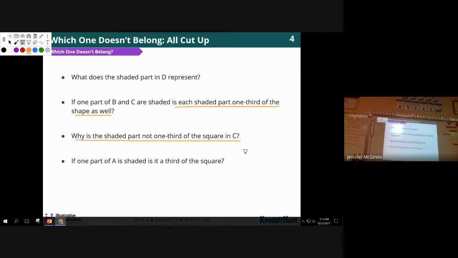If one part of A is shaded, is it 1/3 of the square? I can draw this one up here. Let me remind you what A looked like. One part of A is shaded. Is it 1/3 of the square? Levi? Yes, because there's 3 empty squares and 1 shaded.